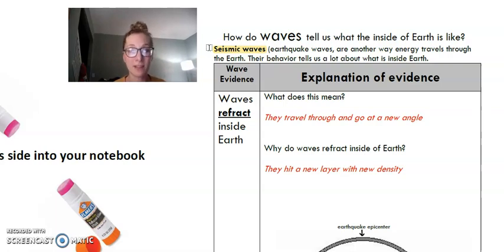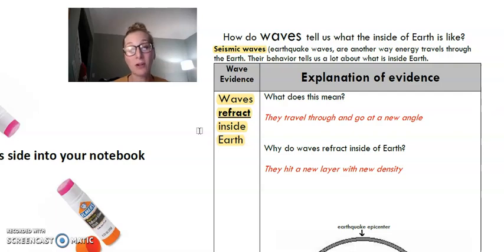So what evidence do we get from earthquake waves to tell us what the inside of the Earth is like? Let's go through it. There are a few pieces of information, and I want you to pay attention to the main details, and I'll help explain it. The first piece of evidence, and I'm going to highlight this, and you probably should too, is that waves refract inside of the Earth.